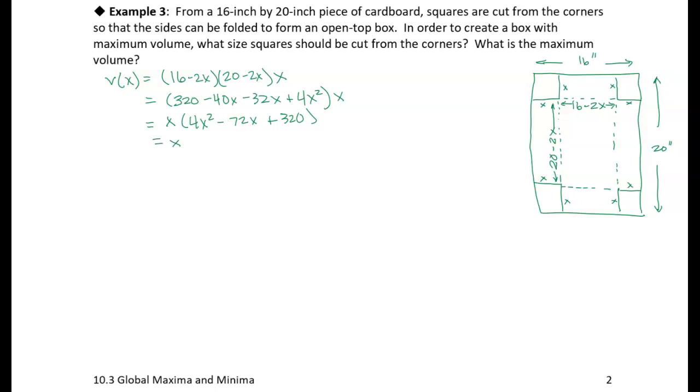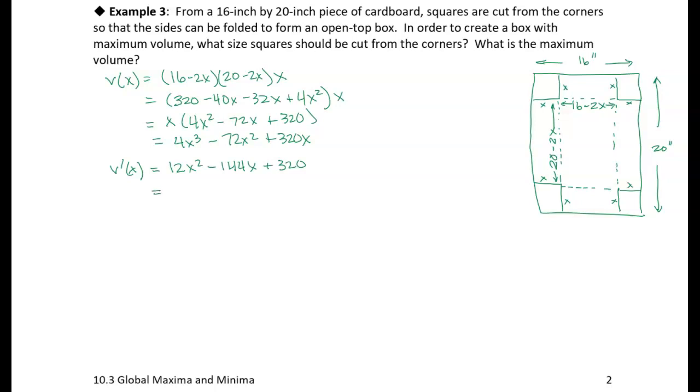So, oops, multiply through by x. I'm going to get 4x cubed minus 72x squared plus 320x. Okay, so now I've got my volume in a nice polynomial form so that it's really easy to take the derivative of it. So use the power rule. We're going to get 12x squared minus 144x plus 320. Now I want to set this equal to 0, which means I want to factor it.